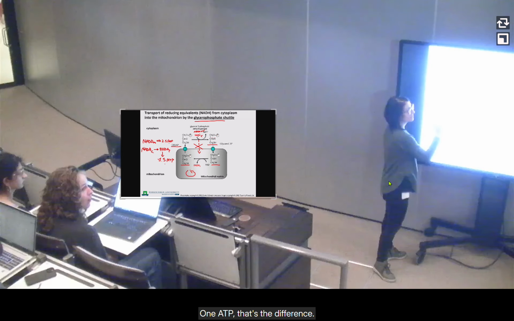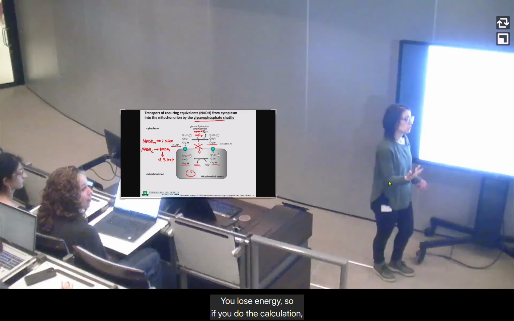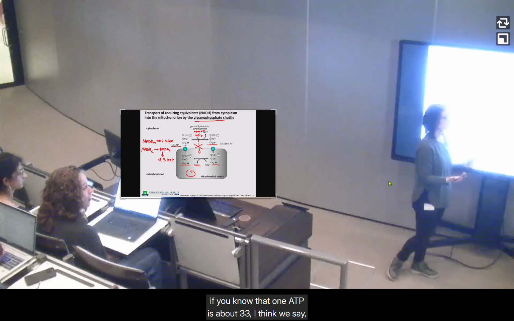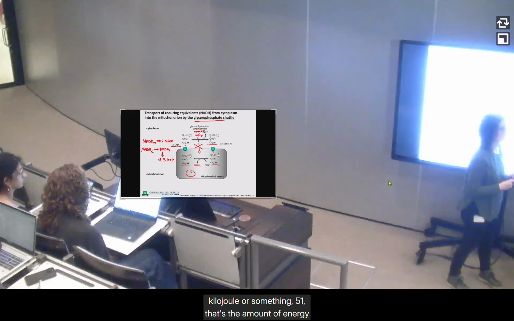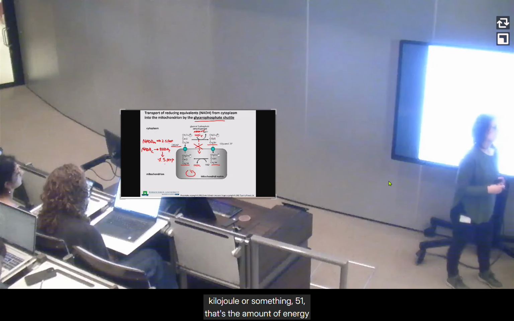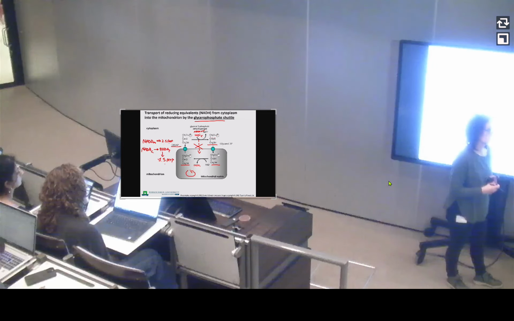Yeah, 1 ATP. That's the difference. You lose energy. So if you do the calculation, if you know that 1 ATP is about 33, I think we say, right? Kilojoule or something, 31. That's the amount of energy that is lost in the transferring. Yeah, but basically it's not really lost, right?